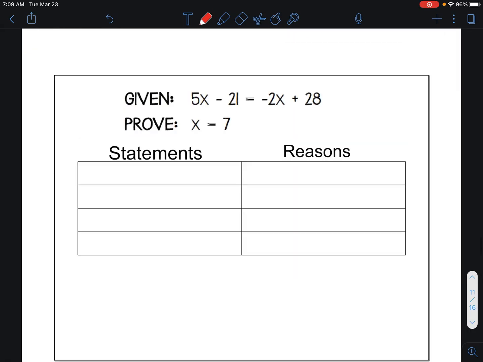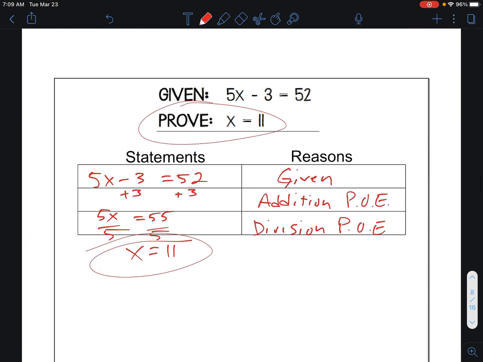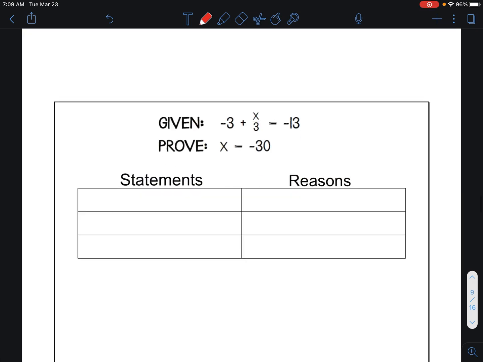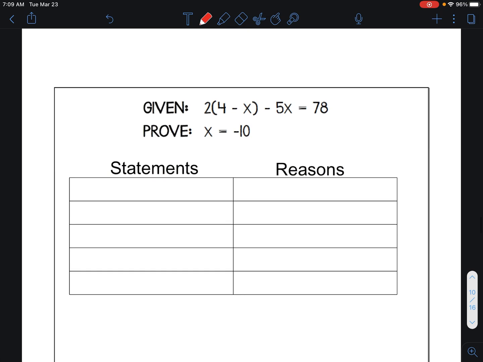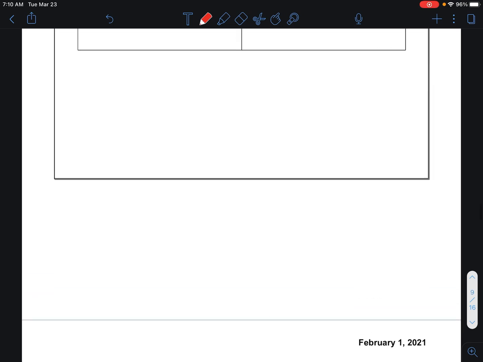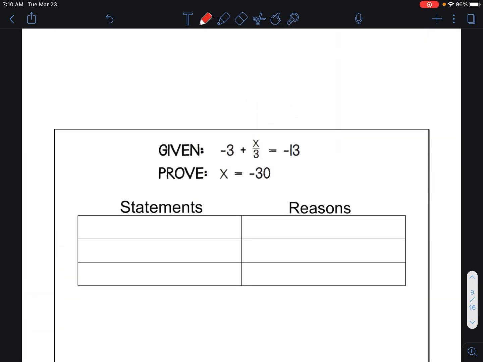So let's try these 2 on our own. Pause the video, try the next 2 on your own. See how you do. Now, here's the thing. I might do it one way, you might see it to do it a different way, and it's the same thing. So if yours is different, please ask me, and we'll take a look and see if your logical argument is making sense. Okay? So go ahead, pause the video.